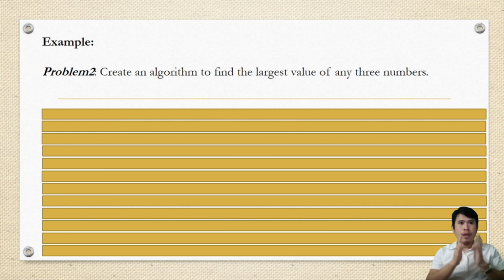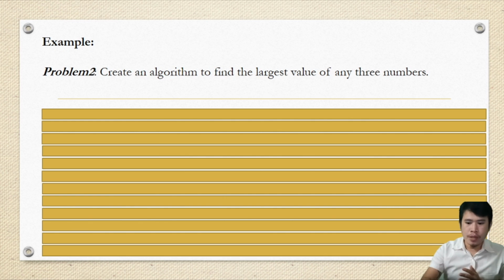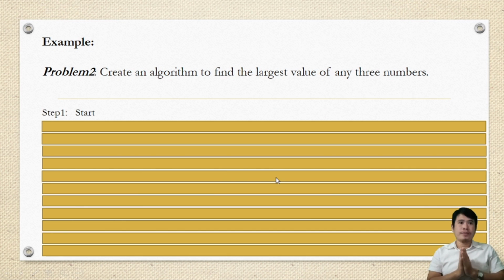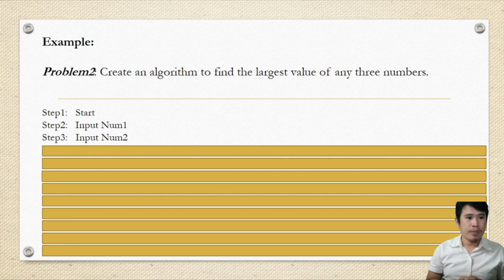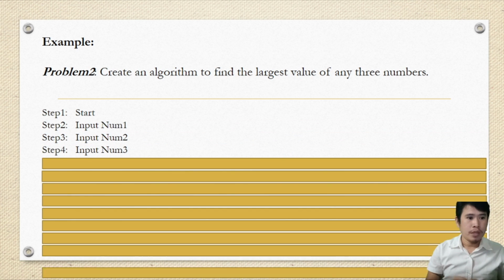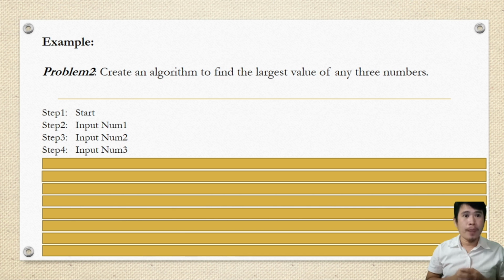Okay. So, let's start. So, step 1, start. Okay, now, for step 2, we have to input 3 numbers nga ato i-compare. So, step 2 is input num1. Step 3 is input num2. Step 4 is input num3.